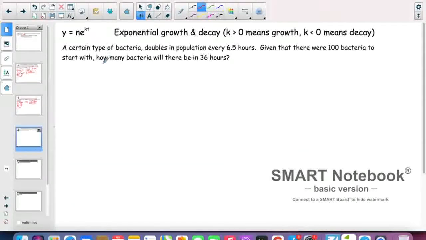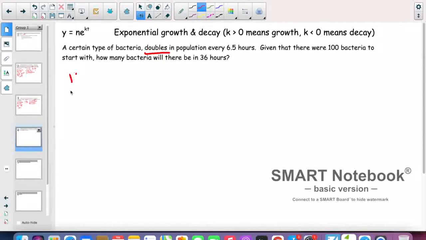A certain type of bacteria doubles in population every 6.5 hours. So this one's opposite what we just did. This is telling you about the population doubling every 6.5 hours. So whatever we start with will double in 6.5 hours. So this is the opposite of half-life problems. Given that there were 100 bacteria to start with, how many bacteria will there be in 36 hours?